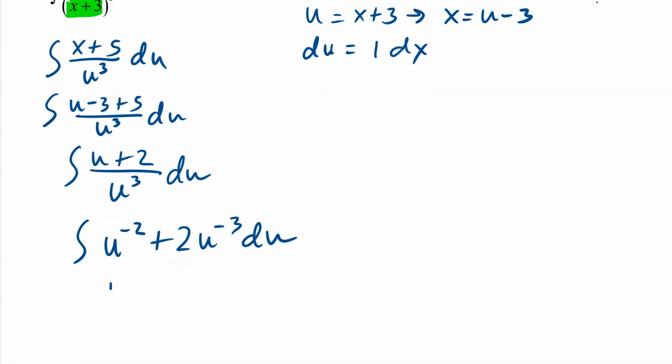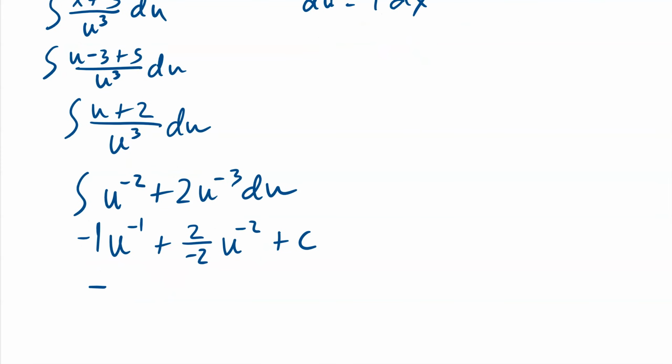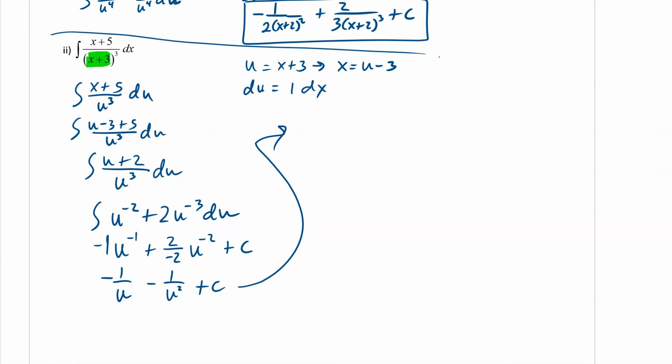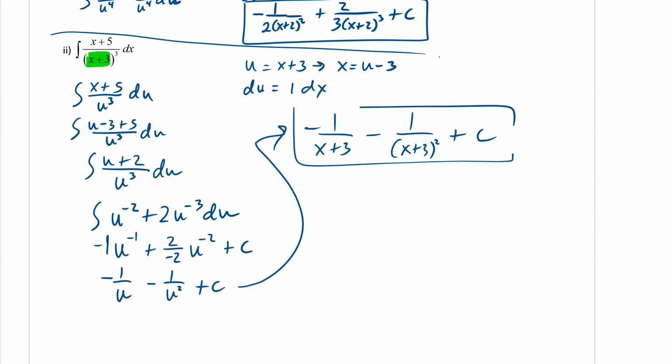And so this would become u to the negative 1 over negative 1 plus 2 u to the negative 2 over negative 2 as well, plus c. And so this is negative 1 over u minus 1 over u squared plus c. We can then come back, plug in our u. So negative 1 over x plus 3 minus 1 over x plus 3 squared plus c. And we have our integral.